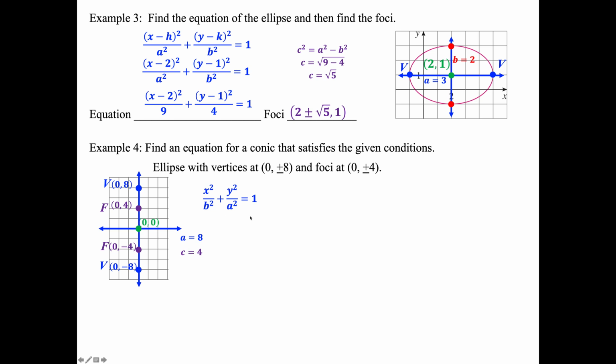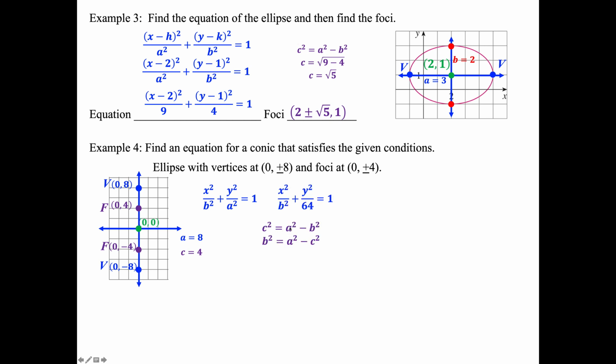My general form of the equation now has the a squared underneath the y squared, because notice my vertices are going up and down for my major vertices. So we have to put the bigger value underneath the y squared, which happens to be 8 squared. But to find b squared, we have to use that Pythagorean theorem with the minus sign.